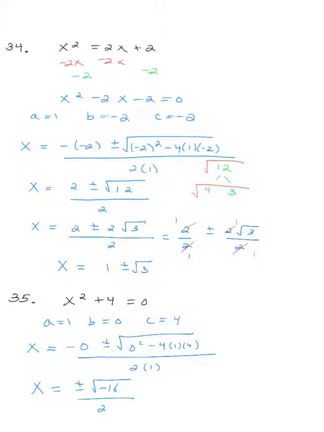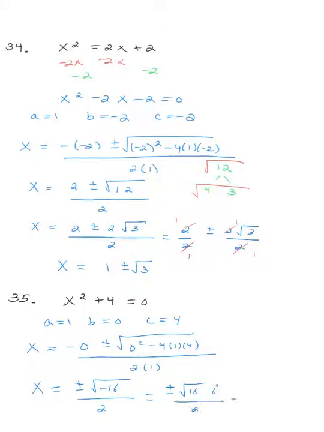However, anytime that you see a negative under the square root, we define that to be i. You can rewrite this problem as plus or minus the square root of 16 times i over 2. And furthermore, 16 now can be reduced to 4.